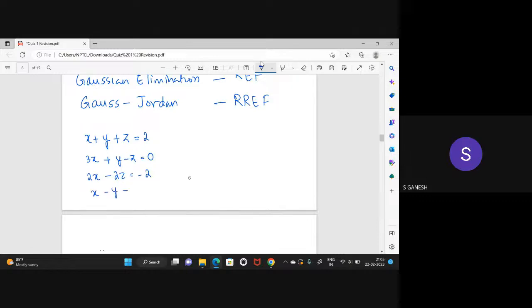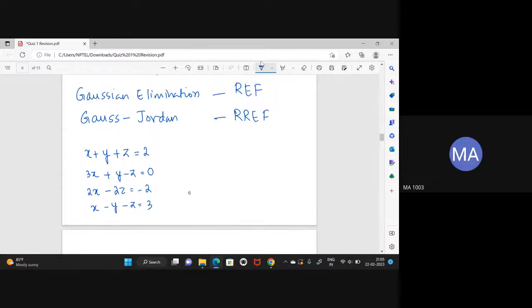Ma'am, finding the inverse of a matrix, is that using Gauss-Jordan? Yes, in Gauss-Jordan, you can convert it into RREF and find the inverse of the matrix. You take the matrix and the identity matrix, convert A to the identity matrix, and you will get A inverse. Of any matrix? Any square matrix, if it is invertible. Otherwise, you won't be able to convert it into the identity matrix at all. You will get a zero row.